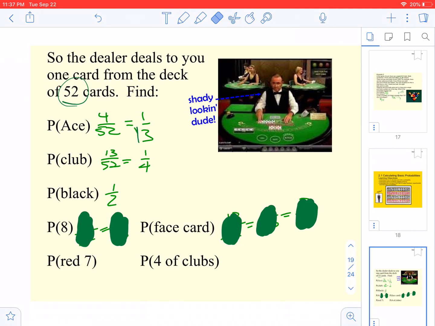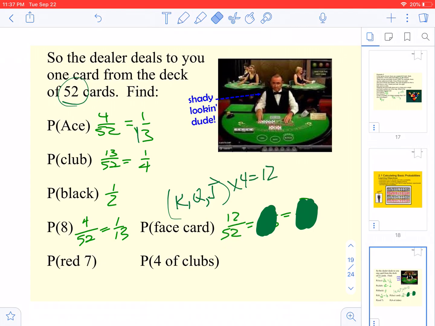And a black card, well, half of them are black, half of them are red. An 8, that's a lot like the ace. Face cards, that would be the king, queen, and jack. So there are 3 of them in each suit. So I take 3 times 4 and I get 12. So there are 12 favorable outcomes and 40 non-favorable. Again, reducing that ratio down, I get 3/13. Okay?